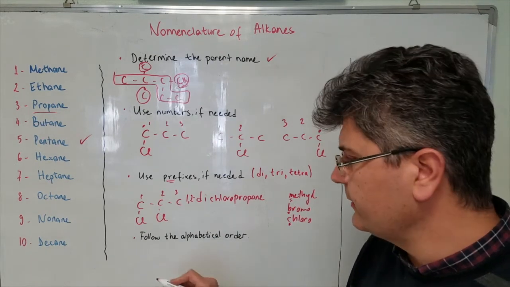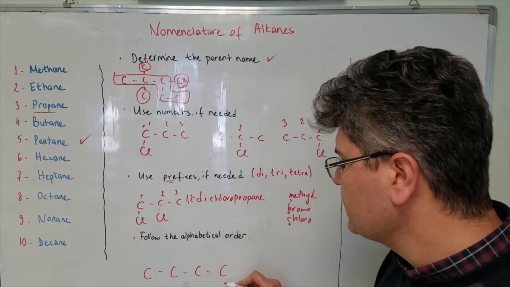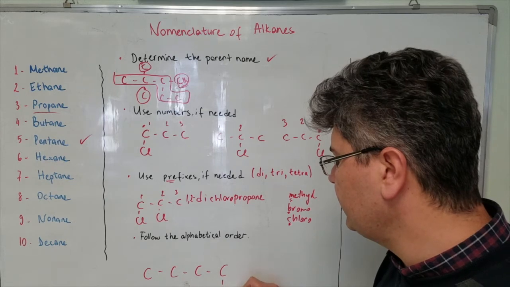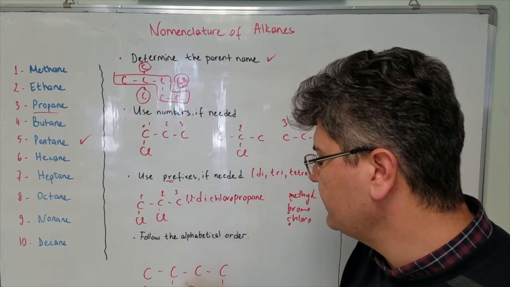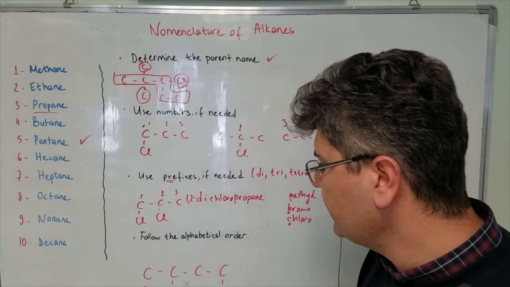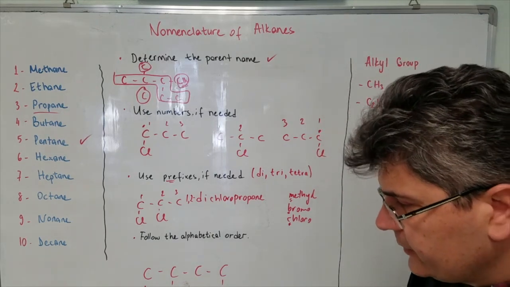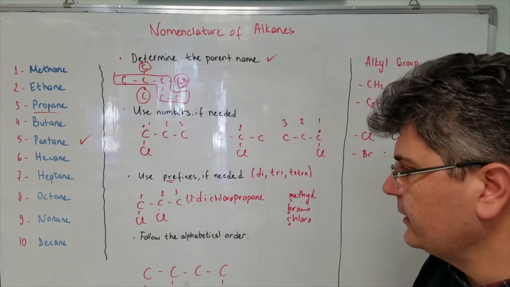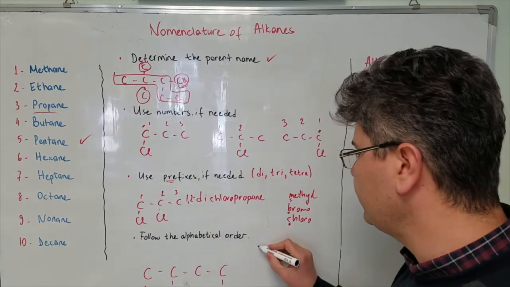Let's have such a chain. Carbon, carbon, carbon, carbon. So I want to have a bromine in here, then one chlorine maybe in here, and one methyl group in here. Okay? Let's try to name this compound. Now, first of all, you need to determine the parent name. You have 1, 2, 3, 4 carbon atoms, so the parent name is butane.